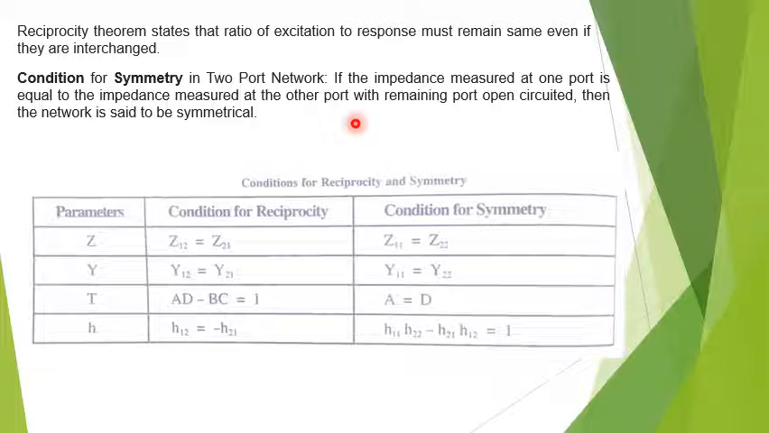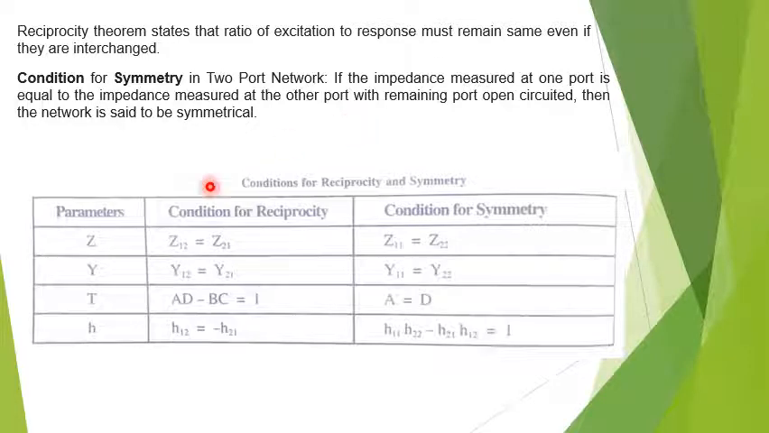have say V1 upon I1 when I2 is equal to 0, I find out V1 upon I1 in step 1. I find out V1 upon I1 with I2 equal to 0. In step 2, I find out V2 upon I2 when I1 is equal to 0. In that case, V1 upon I1 when I2 is equal to 0 must be equal to V2 upon I2 when I1 is equal to 0. So that is when we say that the given network is symmetrical.